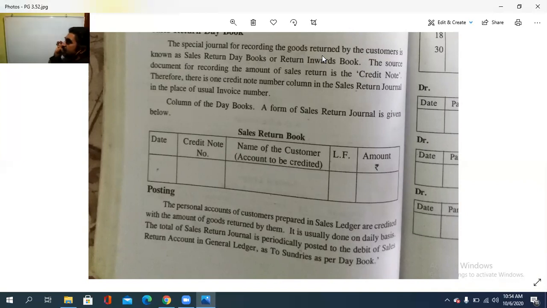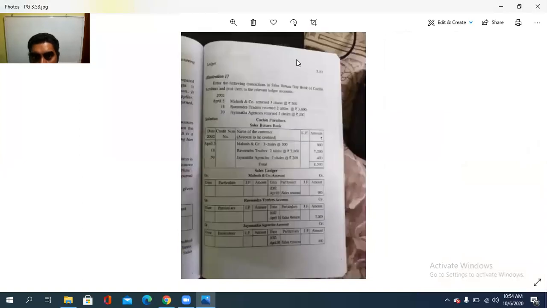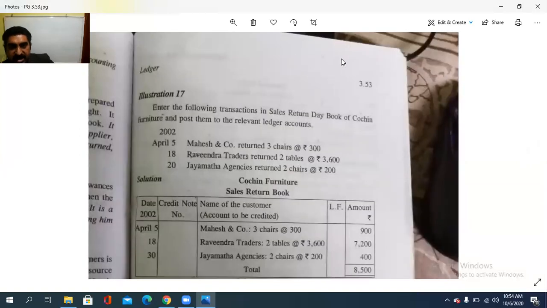By sundries as per day. Two sundries as per day. So we will check how we are going to prepare this one. Here, enter the following transactions in the sales returns day book of Cochin Furniture and post them to the relevant ledger accounts. April 5, Mahesh and Company returned 3 chairs at rupees 300. April 18, Ravindra Traders returned 2 tables at rupees 3,600. And on the 20th, Jayamada Agencies returned 2 chairs at rupees 200.